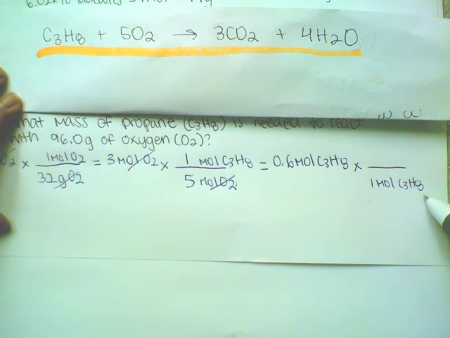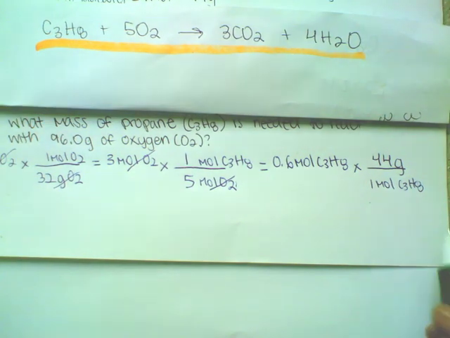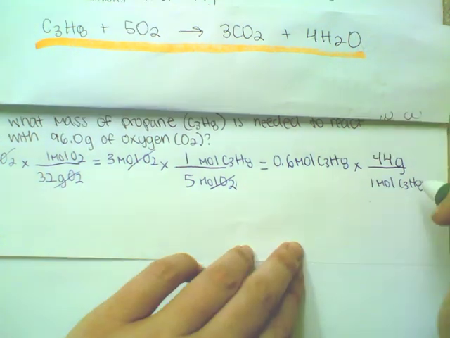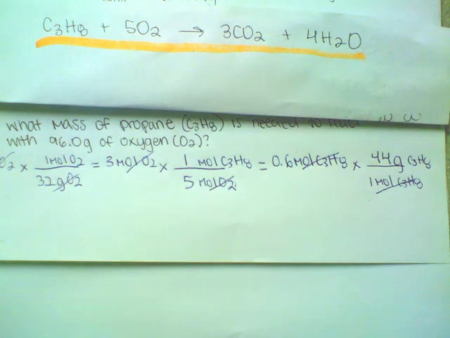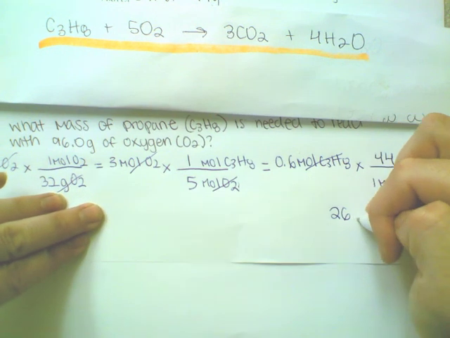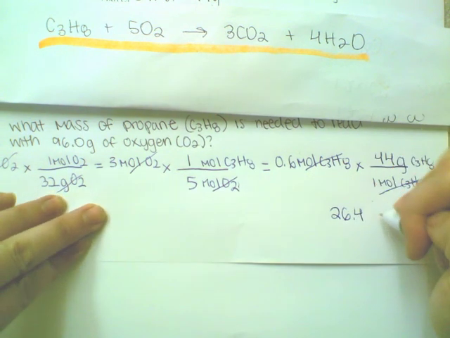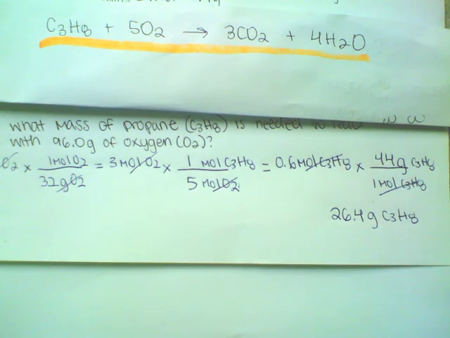In 1 mole of C3H8, it is 44 grams. I got that number from the periodic table, if you add up 3 carbon and 8 hydrogen, you'll get 44. Again, we've canceled our units. We're left with grams of C3H8, which is exactly what we're looking for. So 0.6 times 44 is 26.4 grams of C3H8. And we already have the correct number of significant figures. I'm going to stop it here and continue in part 2.